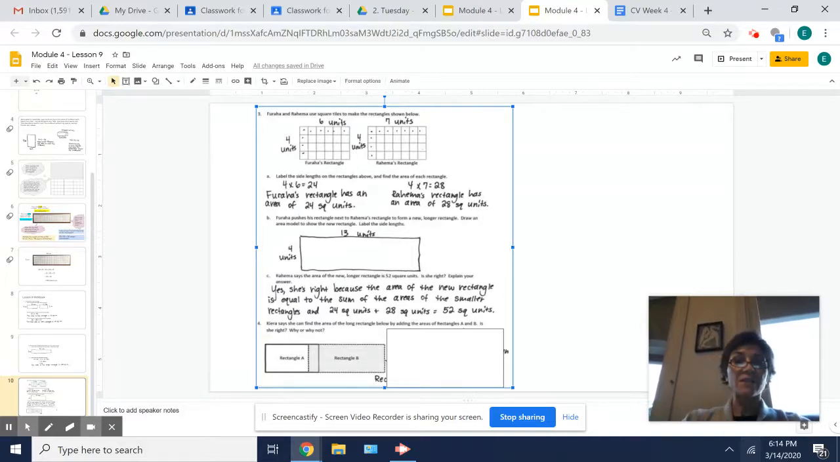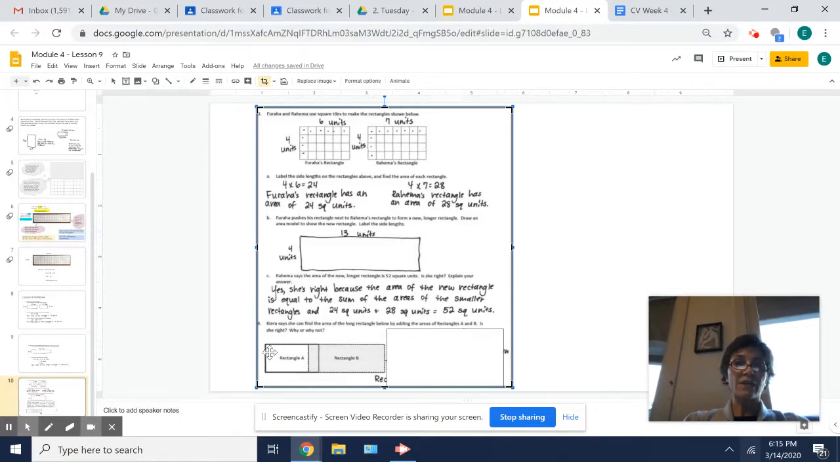Here it says, Rahima says the area of the new longer rectangle is 52 square units. Is she right? Yes, she's right, because 24 plus 28 is 52 square units. Let's look at this last problem. Kira says that she can find the area of the long rectangle below by adding the areas of rectangles A and B. Is she right?